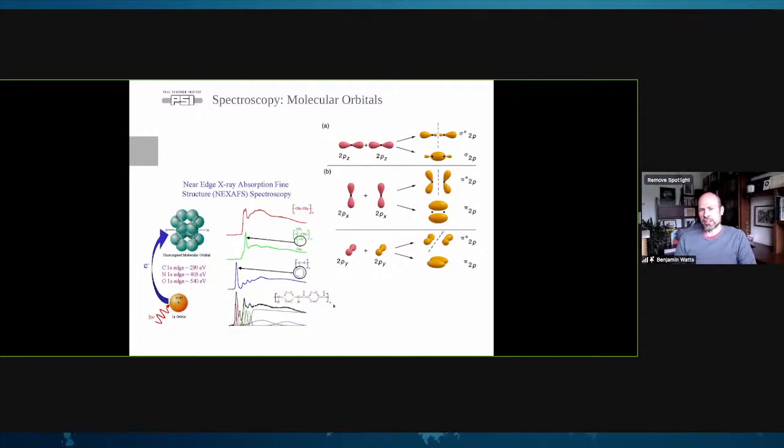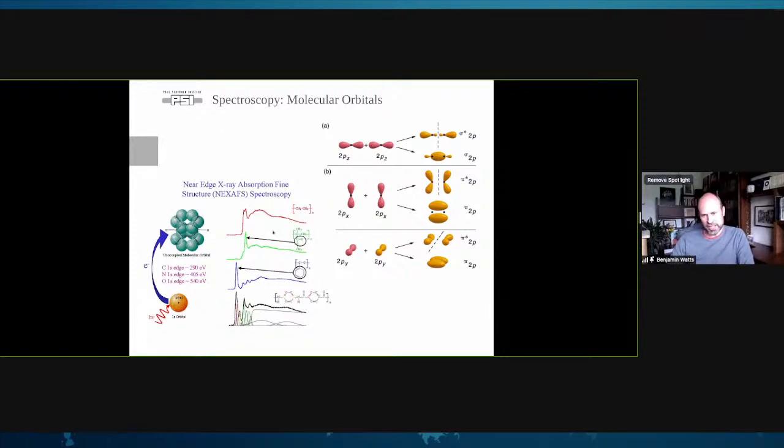So these go together. So when in NEXAFS we see a resonance, this is the electron going from the core 1s shell up to these antibonding states. And if the antibonding state is present for the electron to go into, then that bonding state must also be there. So although we're not directly detecting the bonding states, we are detecting something that is very closely connected to that. And so all of the peaks that we see around these absorption edges, we can assign them to different types of bonding that's present in the molecules.